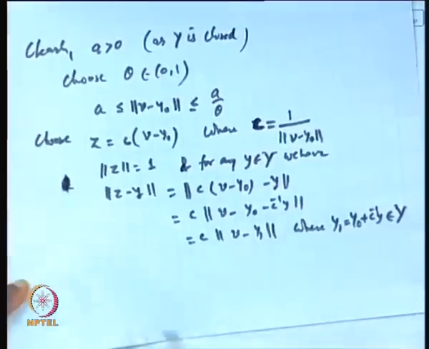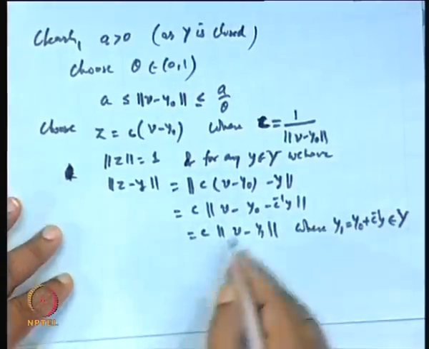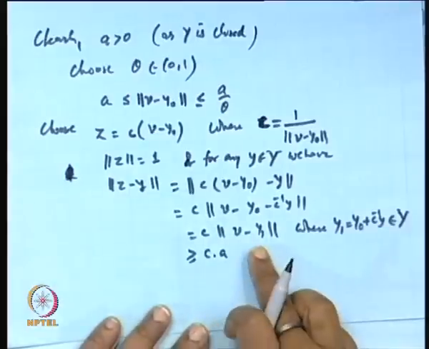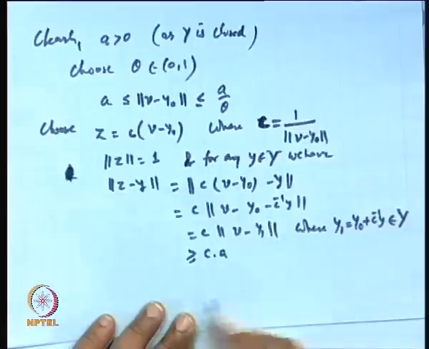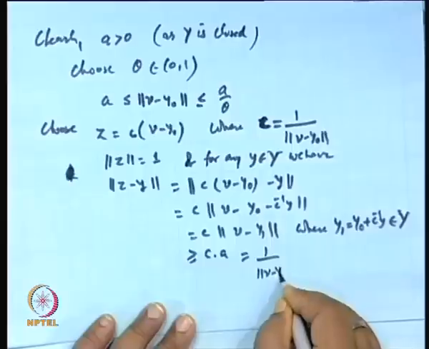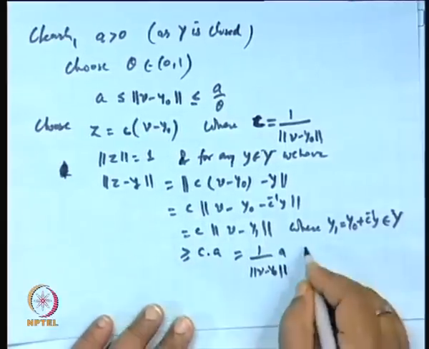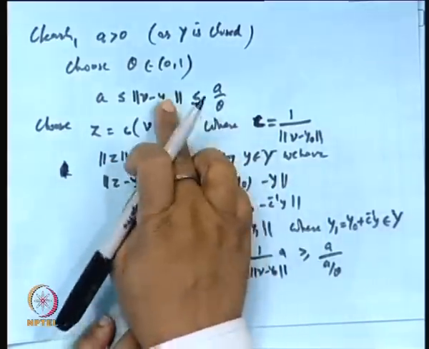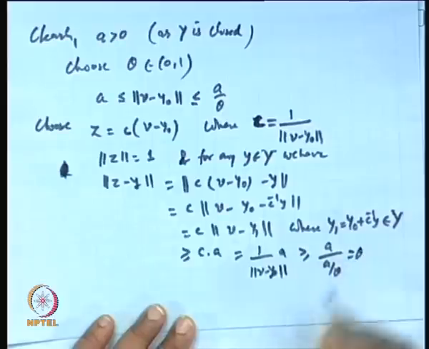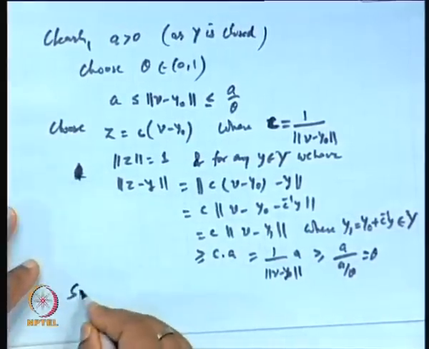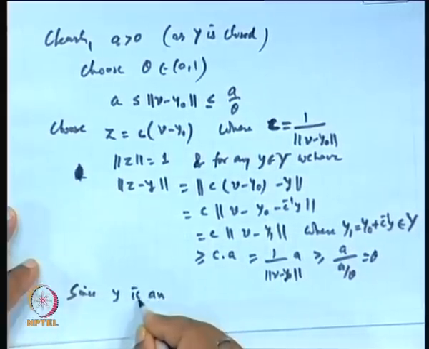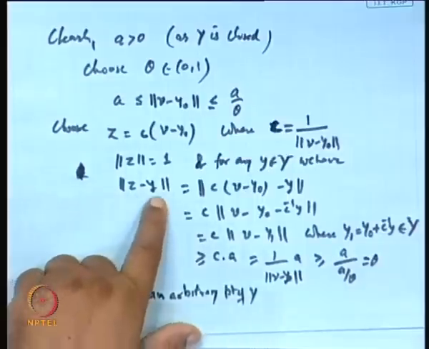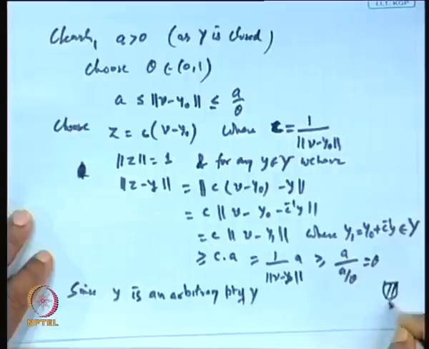Now, norm of V minus y 1 is greater than or equal to A, so this is greater than or equal to C into A, because y 1 is an arbitrary point and A is the infimum. Substituting, C is 1 upon norm of V minus y naught, into A, and this part is greater than or equal to A by A by theta, which is theta. So, since y is an arbitrary point of capital Y, we get for any point the norm of Z minus y is greater than or equal to theta, and that is the required complete proof.